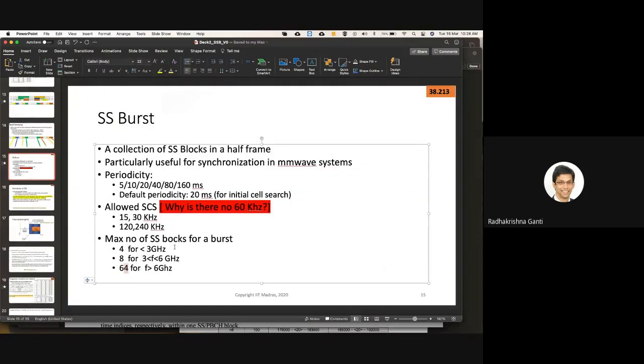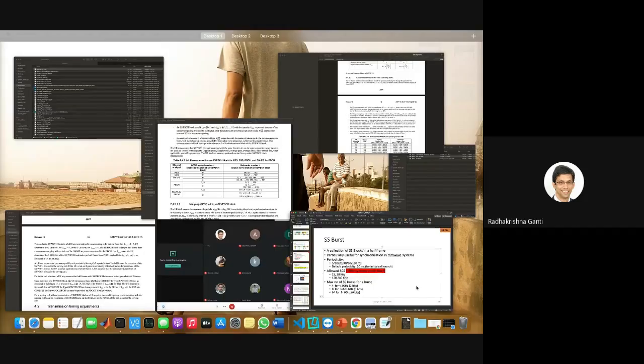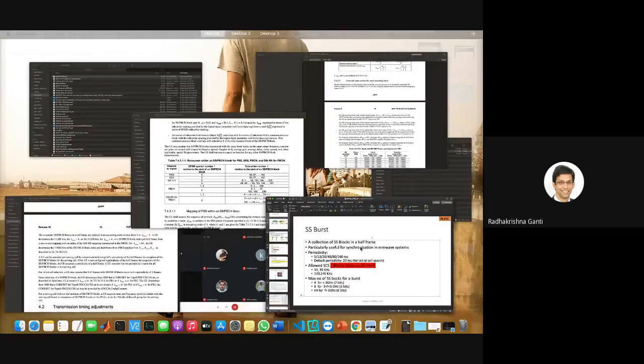Remember, this corresponds to 2 bits. This corresponds to 3 bits. So any index between 3 and 6 gigahertz can be described by 3 bits. This one is 6 bits. How many bits do we require? 2 power 6. Sorry. Okay, so this is what they do.